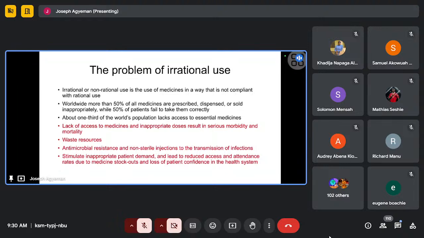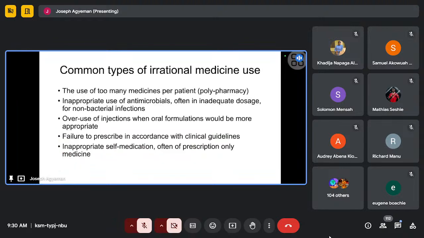And these are some of the problems that can result from irrational drug use, all the way starting from low or no access to adequate or essential medicines, creating a lot of complications, morbidities, hospitalization, putting pressure on the healthcare system, you wasting resources, paying more than what you are supposed to pay. And that is the huge problem that can occur when anybody is engaged in irrational drug use.